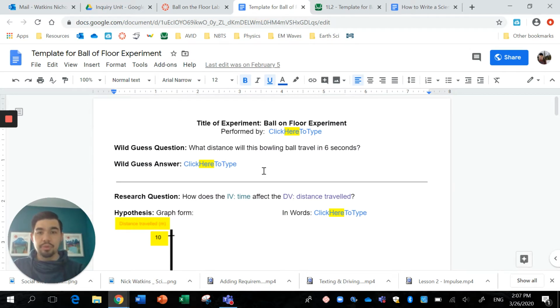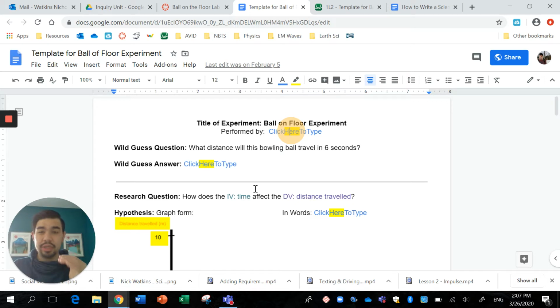Our lab report will follow this template. It doesn't matter which lab it is, and it doesn't matter if you're in the advanced class, regular physical science class, or physics class. All our templates follow the same order. All right, we always start with the title. What is the experiment? Who's it performed by? Some of you are forgetting to write your names in, so make sure you do.